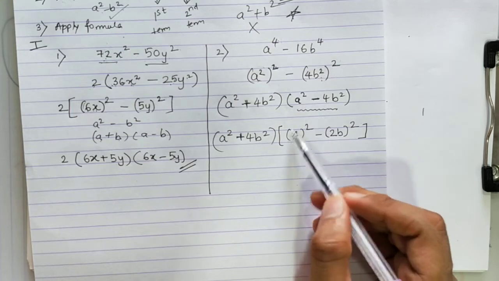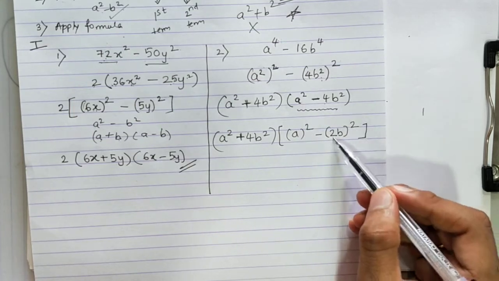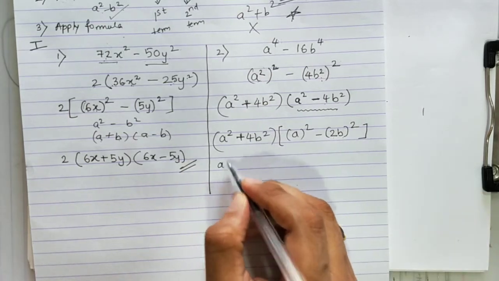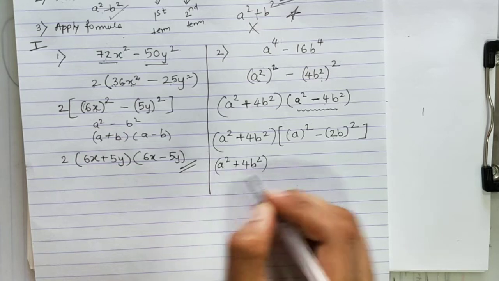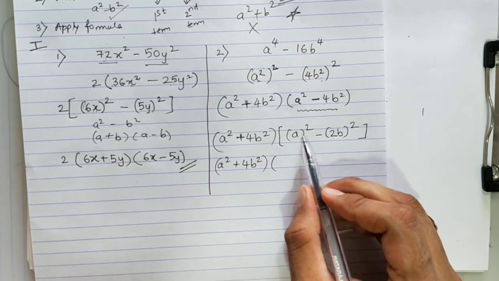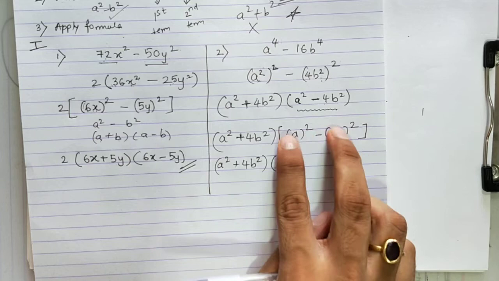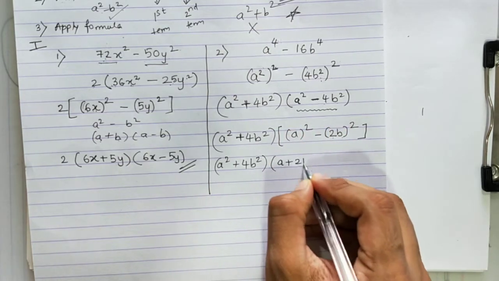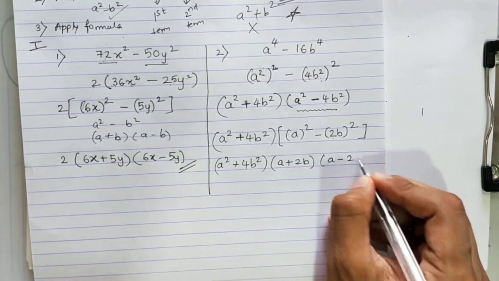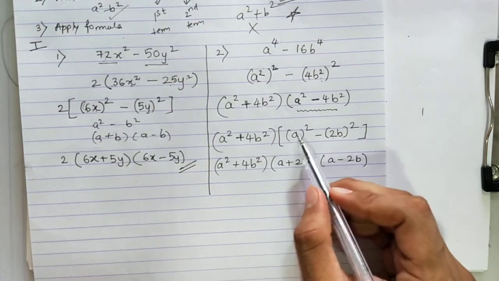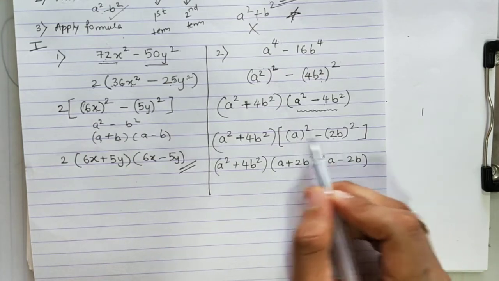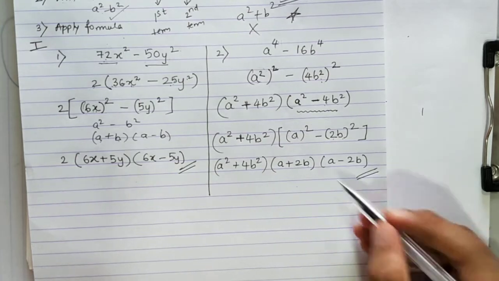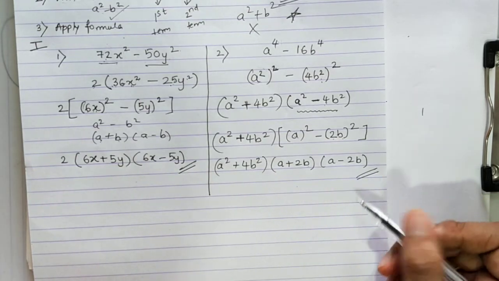So this a square was written as a the whole square. 4b square is written as 2b the whole square. Now this is again a square minus b square. So this is first bracket square minus second bracket square. So add both the brackets, subtract both the brackets. So we will get a plus 2b, a minus 2b. Whatever is there inside the brackets will get added. Whatever is there inside the brackets will get subtracted. Okay, so this is my answer. Further I cannot do it because there is no square here.